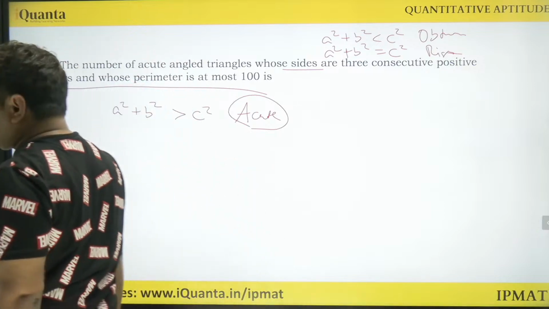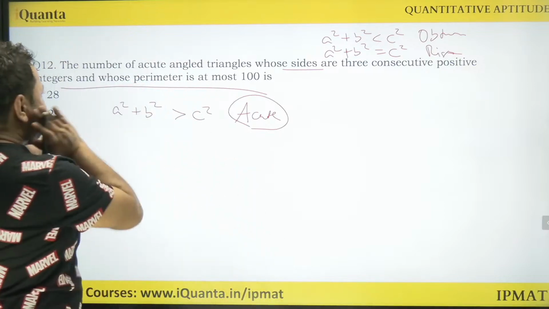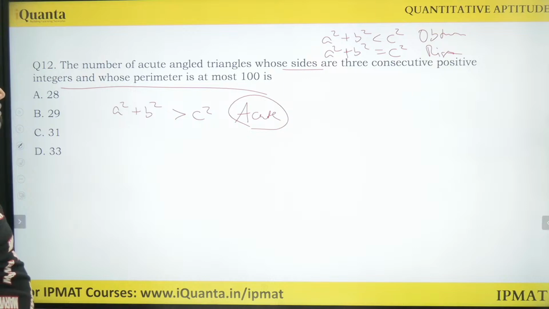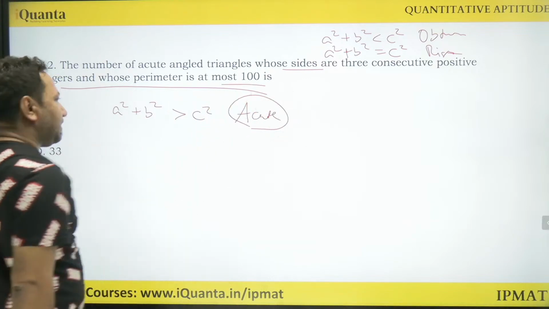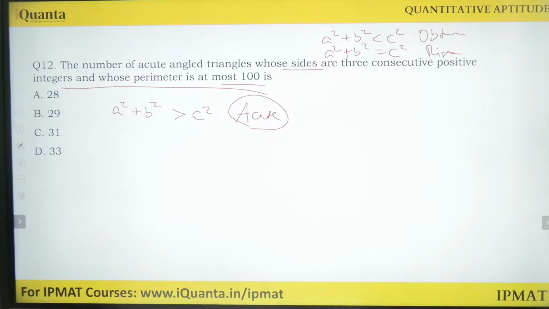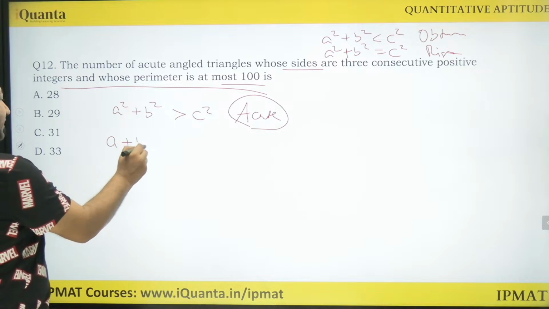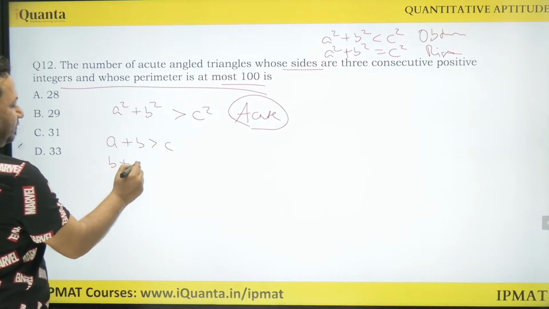In this question, we are concerned only about the acute angle triangles, and the sides are 3 consecutive positive integers, and perimeter is at most 100. At most 100. There's one more thing. Sum of any two sides must be greater than the third side. That is also we know, isn't it?